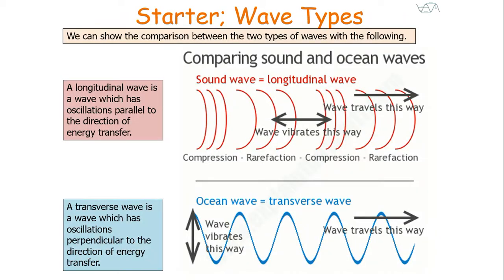So we can actually look at a comparison between the two types of waves with the following. An example of a longitudinal wave is a sound wave. So you get compression, rarefaction, as the wave oscillates parallel to the direction of energy transfer. But in the transverse wave, the wave has oscillations perpendicular to that of the energy transfer, such as in a water or ocean wave. So whilst the wave vibrates in one direction, the energy is transferred in a direction 90 degrees to that.